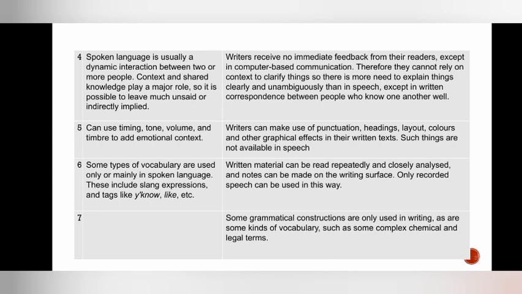In the spoken language, one can use timing, tone, volume, and timbre to add emotional context. Then, in the written language, the writer can make use of punctuation, headings, layout, color, and other graphical effects in their written text. Such things are not available in speech or spoken language. Some types of vocabulary are used only or mainly in spoken language. These include slang, expressions, and tags.